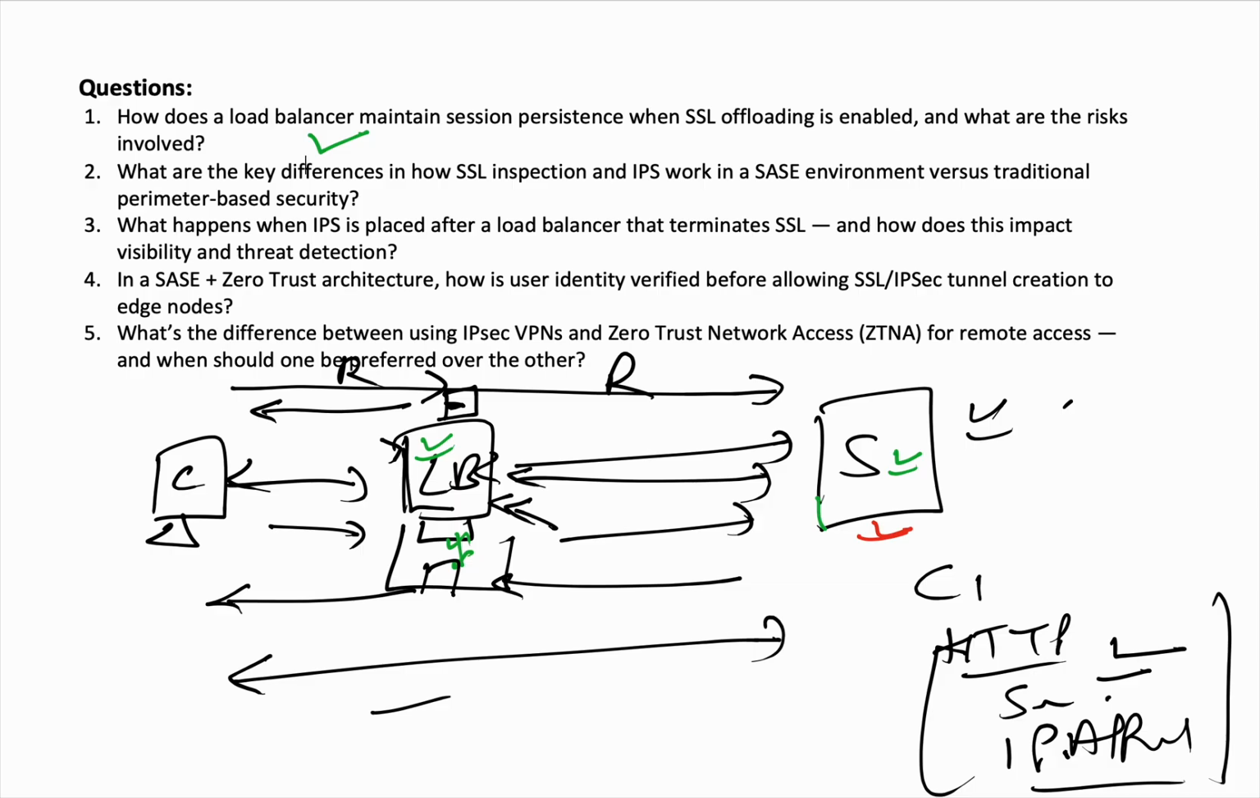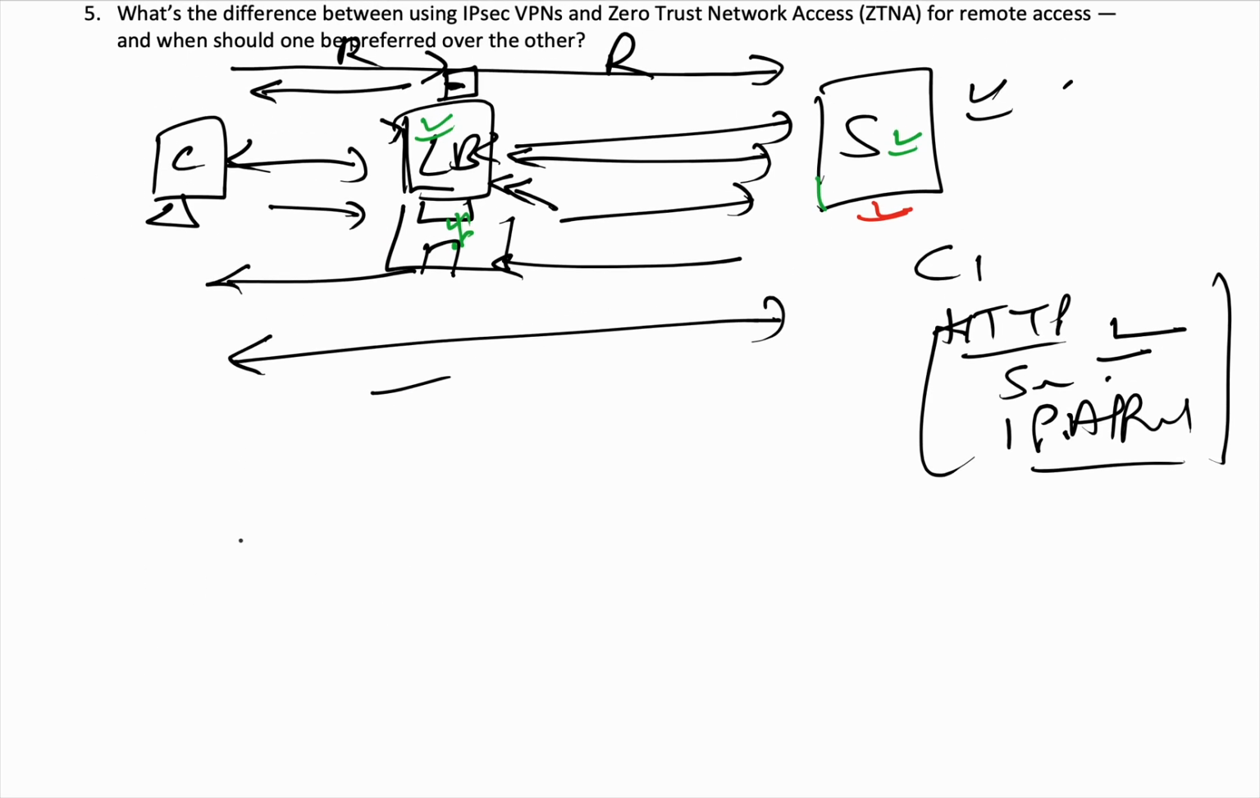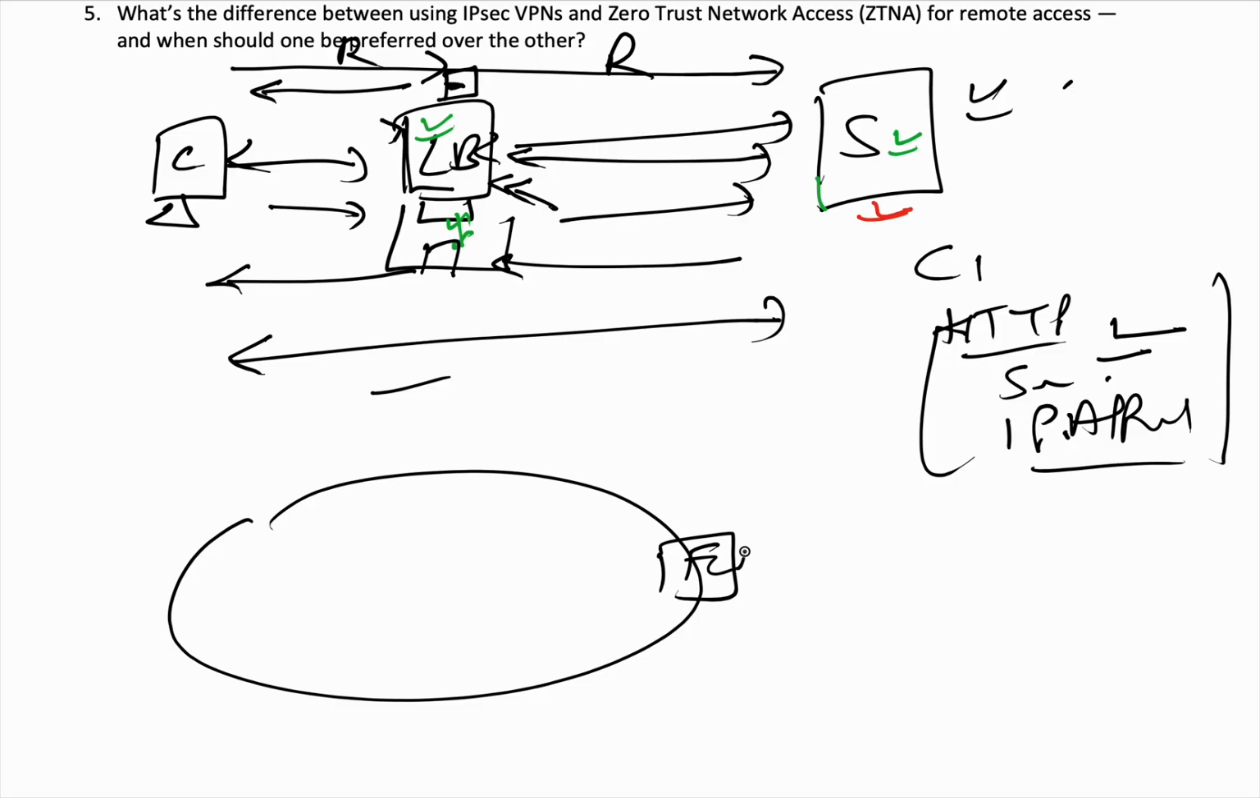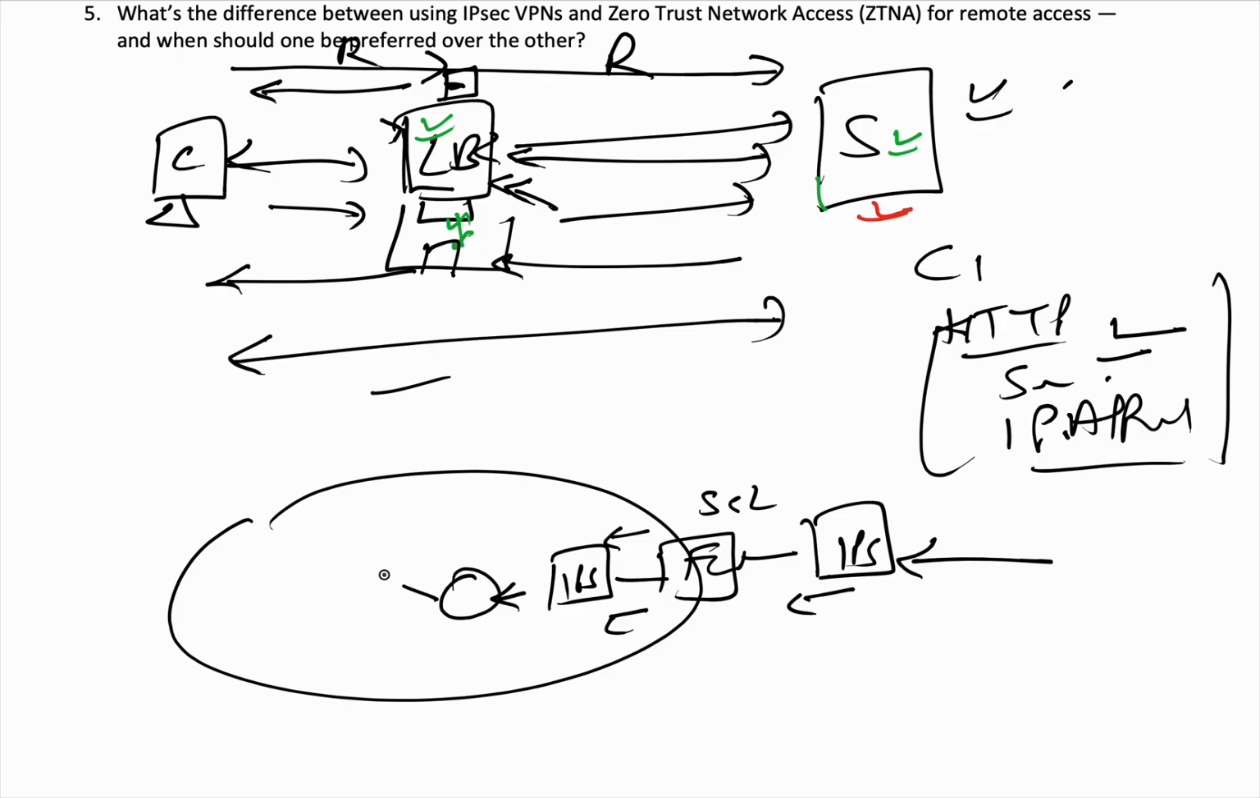Moving on, second question: what are the key differences in how SSL inspection and IPS work in a SASE environment versus traditional perimeter based? Now in traditional cases, SSL and IPS are usually located in the firewall or at the perimeter basically. So this was your whole network. You will put your firewall here and you will put your IPS here, something like this, right? You will put your IPS here just to make sure your decrypted traffic comes here. You have SSL here, your decrypted traffic comes, IPS inspection is done, and then you let your traffic enter your devices and then access the servers, whatever, right? So this was the traditional way of doing it.